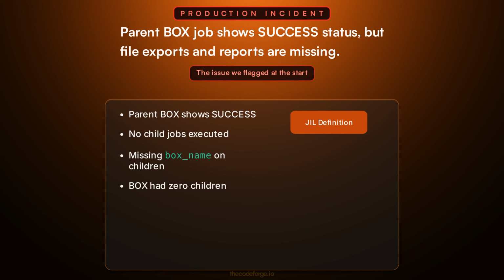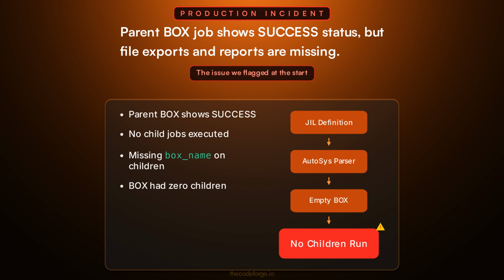This is the same issue we highlighted at the start. Here's exactly why that happened. The parent box job was defined without any children because the child CMD jobs lacked the box name attribute. AutoSys accepted the JIL silently, creating an empty box that succeeded instantly. No error, no logs, just a stalled pipeline.